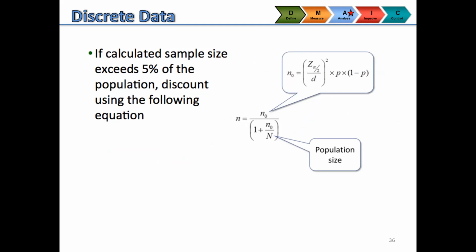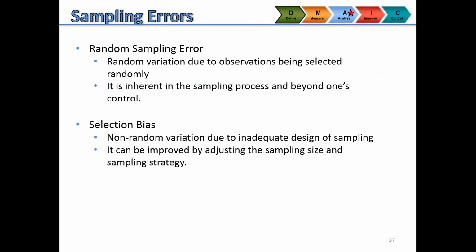And the main thing I'd like you to take away today is just the steps that we take for hypothesis testing. And sampling errors, there's random sampling error due to observations being selected randomly. It's inherent in the sampling process and beyond your control. And then selection bias, where there's non-random variation due to inadequate design of the sampling. It can be improved by adjusting the sampling size and sampling strategy. For example, if I want to know the quality of my part, but I only sample for a shift, that might be a selection bias.